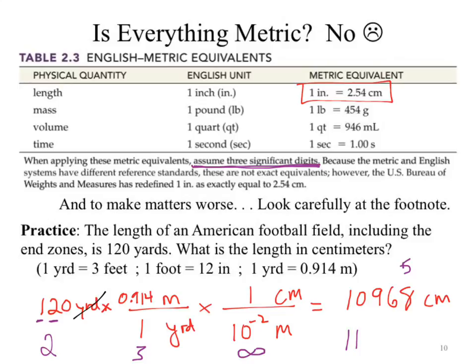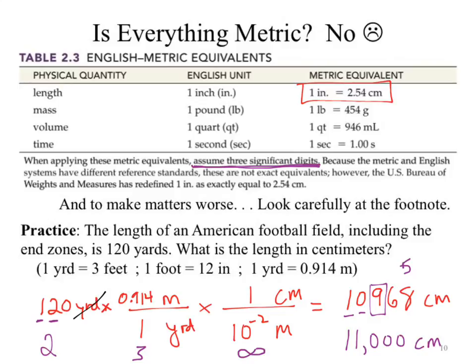11? 10,968 centimeters becomes 11 centimeters? Still 11,000. We still go to 2 sig figs. Our insignificant digit is greater than 5, so that means we add 1 to the prior, so we get our 11. It's 11,000 centimeters.